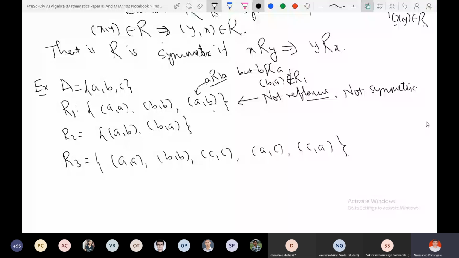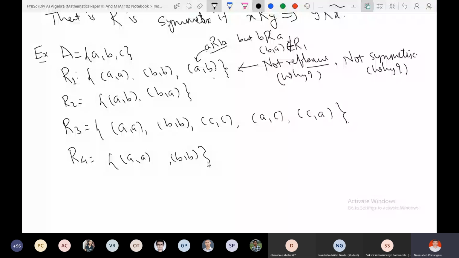Now second, R2. Is R2 reflexive? Not reflexive. Why not? Because (A, A) is not there, and (B, B) is also not there. So some elements are not related to themselves. That condition fails, so not reflexive.